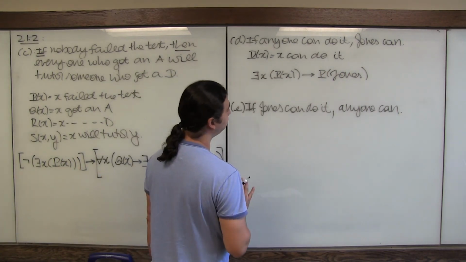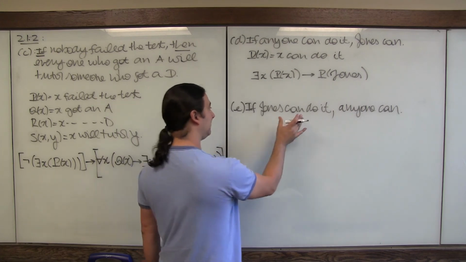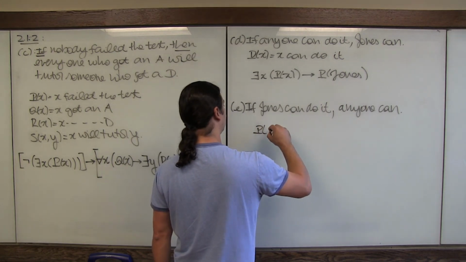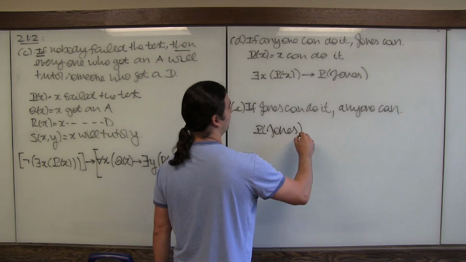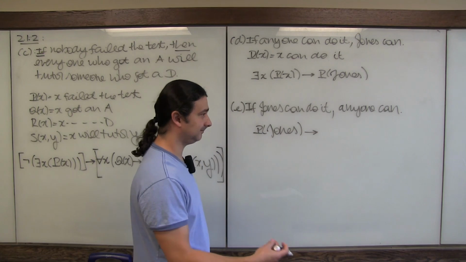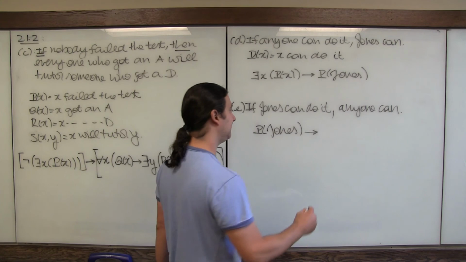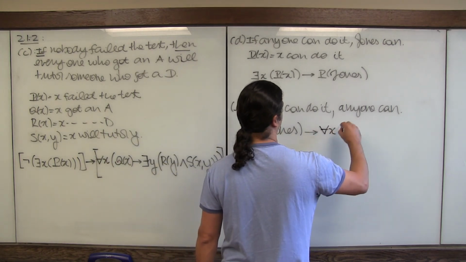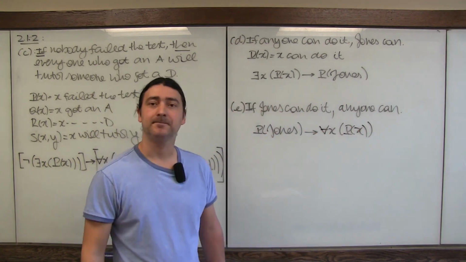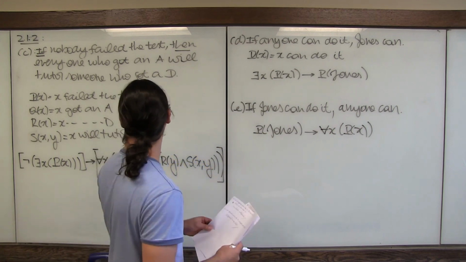Now, for E, is also an if-then. But if Jones can do it, so the Jones can do it is the if part. If Jones can do it, so if P of Jones, then anyone can do it. But in here, as it should be clear from the meaning, it's a for all. If Jones can do it, everybody can do it. So for all X, P of X, so X can do it. Okay, so that is it for this problem 2.